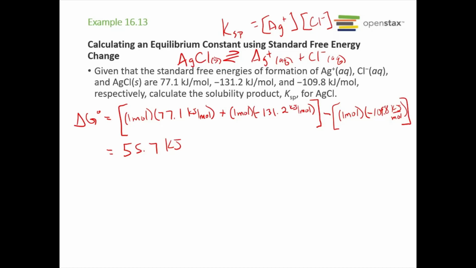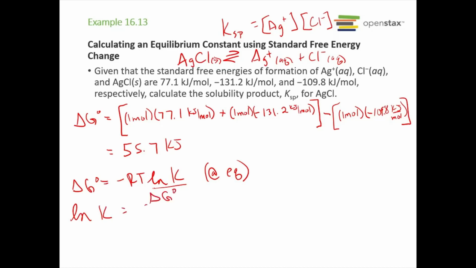Also recall that at equilibrium, delta G standard is equal to negative RT times the natural log of K, which is what we're talking about here. If we want to solve for K, the natural log of K is equal to negative delta G naught divided by RT. So solving for K, we need to take e to the negative delta G standard over RT, and that is equal to K.